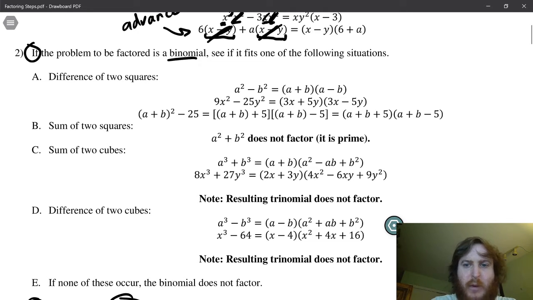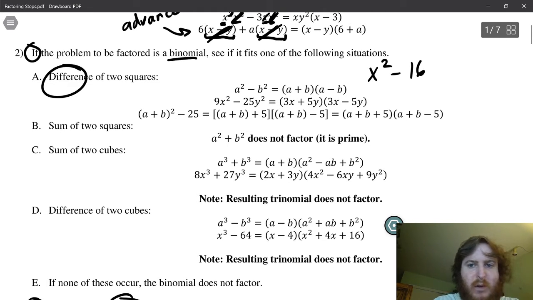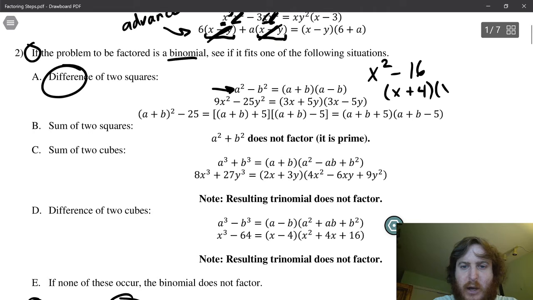So maybe you have x squared minus 16. 16 you can take a square root, it's 4. x you can take a square root, it's x. When we say difference, that means that there's a minus sign in between them. So in this case, this is our formula, a plus b, a minus b. The square root of x squared would be x. Square root of 16 is 4, so x plus 4 and x minus 4.